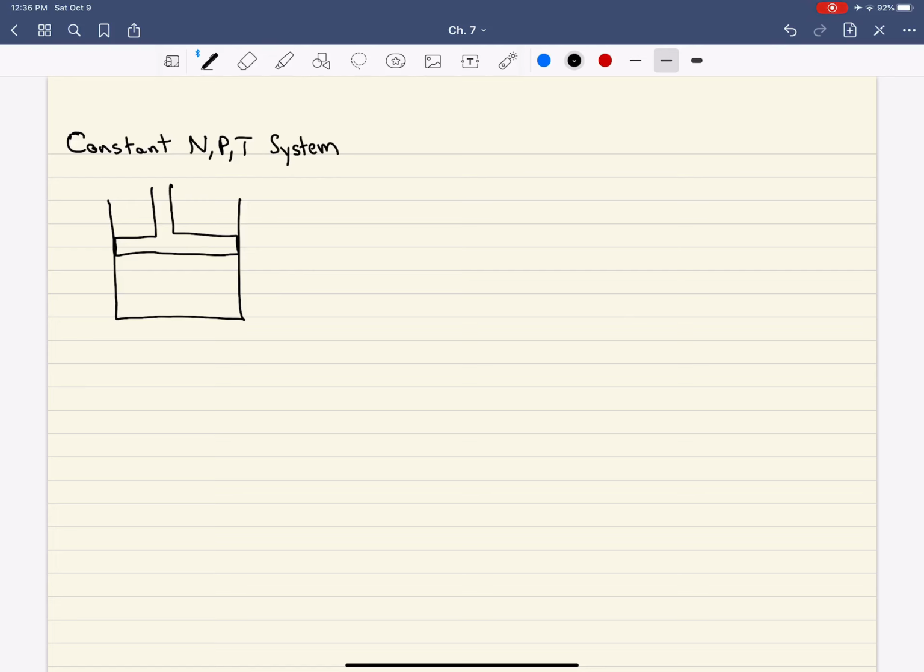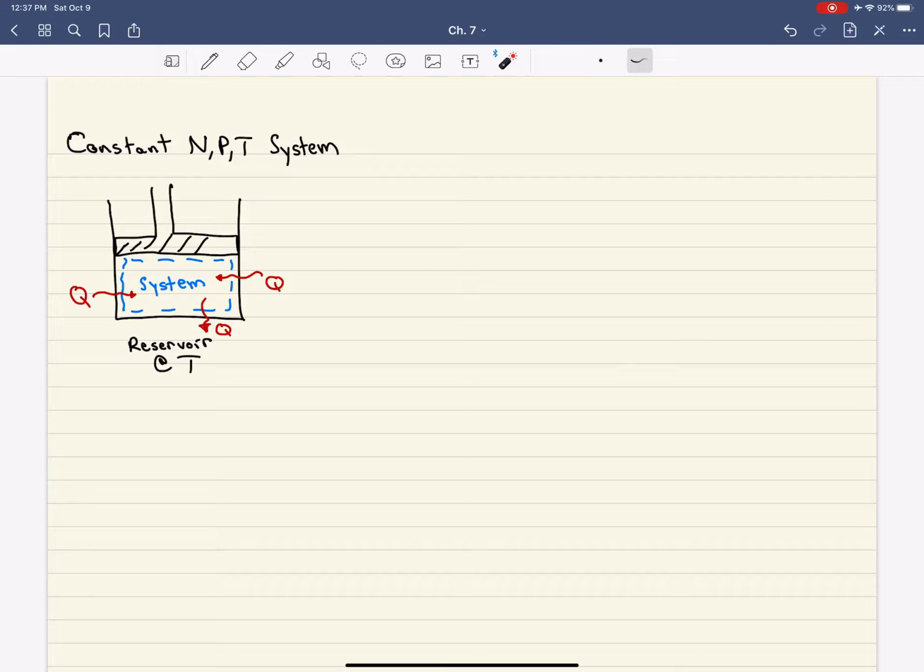Okay? Where your system is inside the piston cylinder. Outside the piston cylinder is some sort of reservoir at temperature T. There's heat transfer between the reservoir and the system, and it can be in either direction.